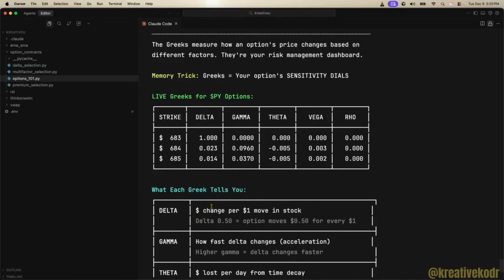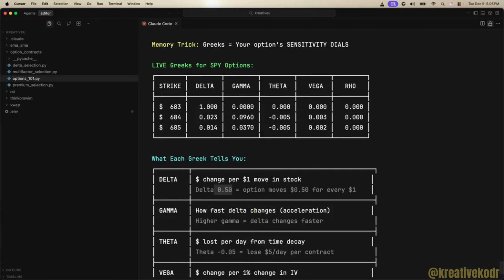Delta is the change in dollar amount per $1 move in the stock. If delta is 0.5, the option moves $0.50 for every $1 movement, either positive or negative. Delta also tells you the probability of profit. If you have a delta of 0.5, that lets us know we have a 50% chance of this option contract being worth some money.